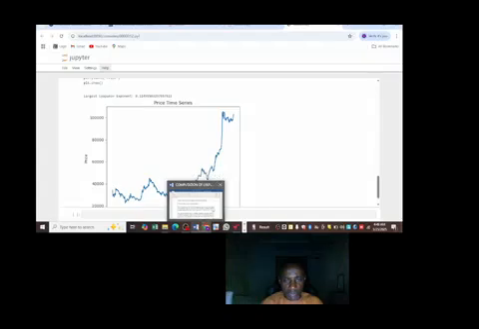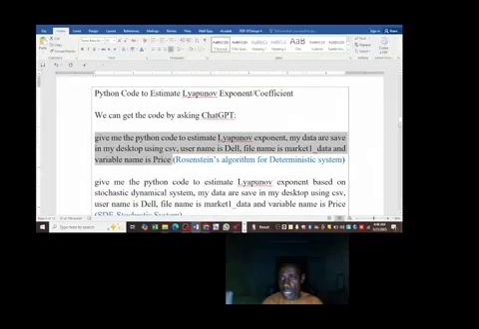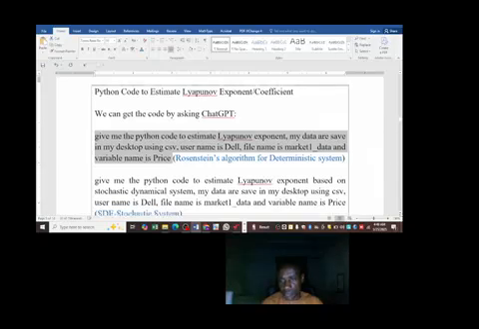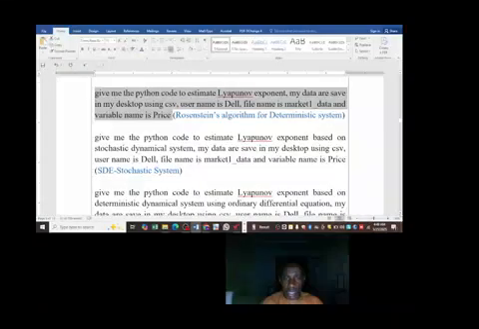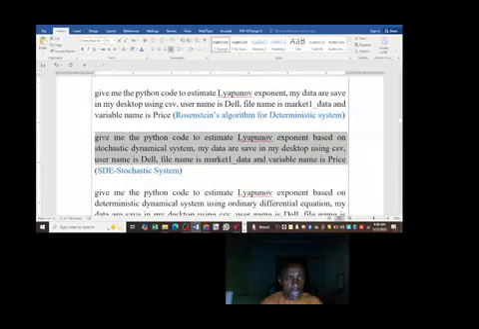The next one is based on the stochastic system, SDE. So what I will do is to copy this. Now look at this instruction: give me the Python code to estimate the Lyapunov exponent based on a stochastic dynamical system. My data are saved on my desktop using CSV. Username is there. File name is market_data. My variable name is price.